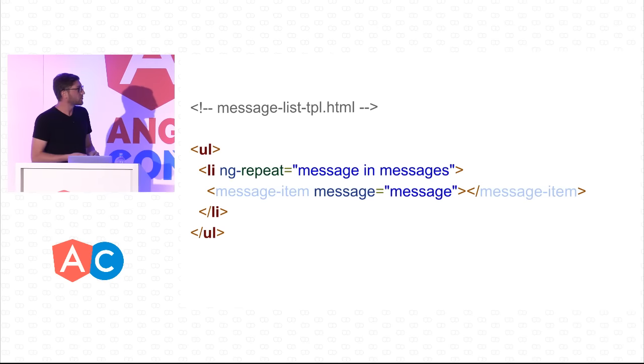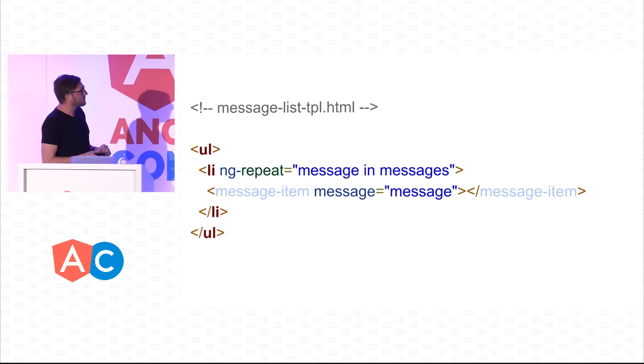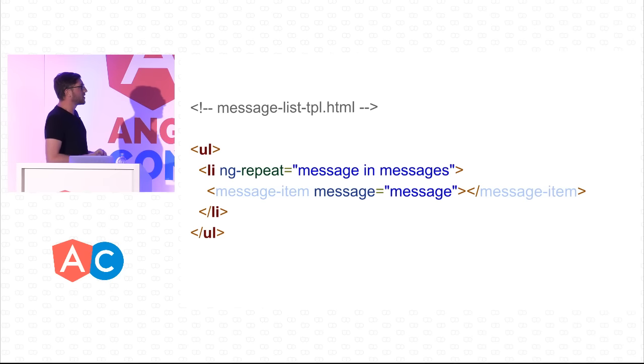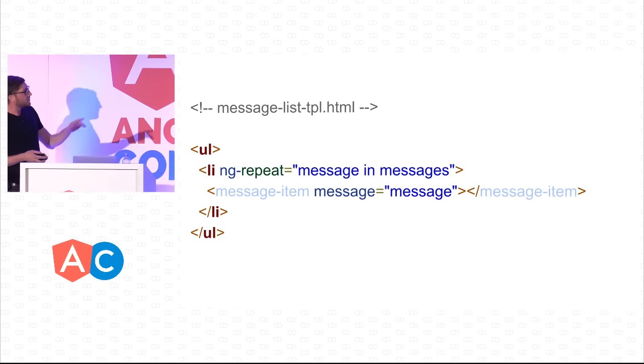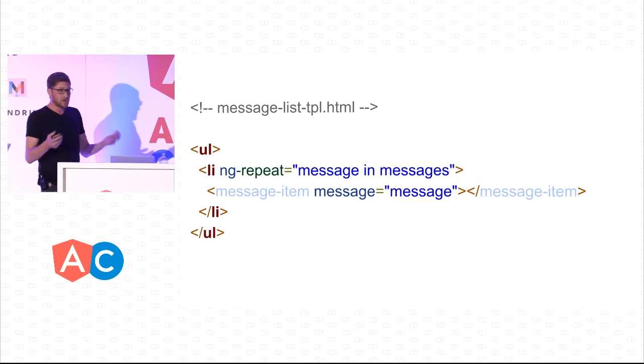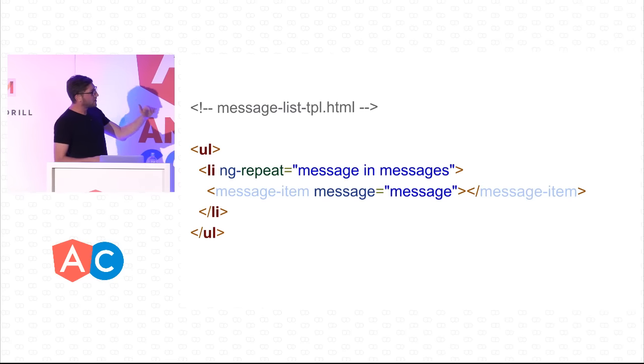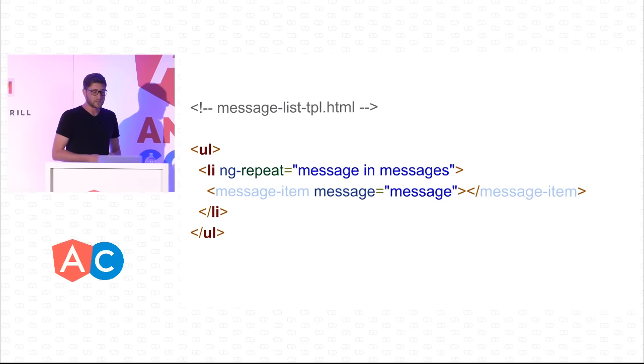How does this look in code? First, let's take a look at the message list. It's basically just repeating over a list of messages. And as you see, the message item, our smart component, is receiving the context from this entry repeat in this case.